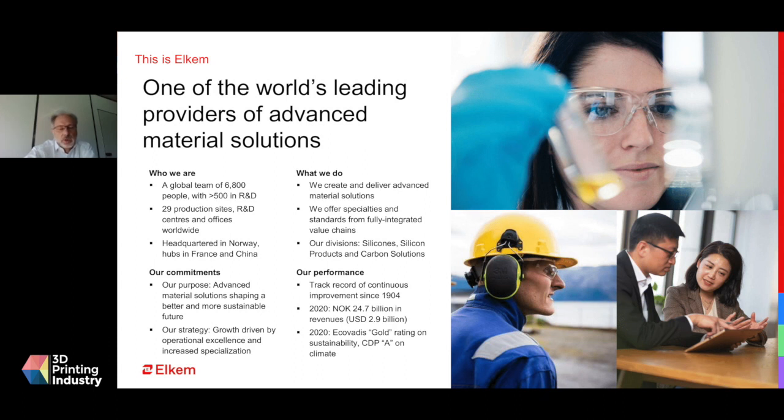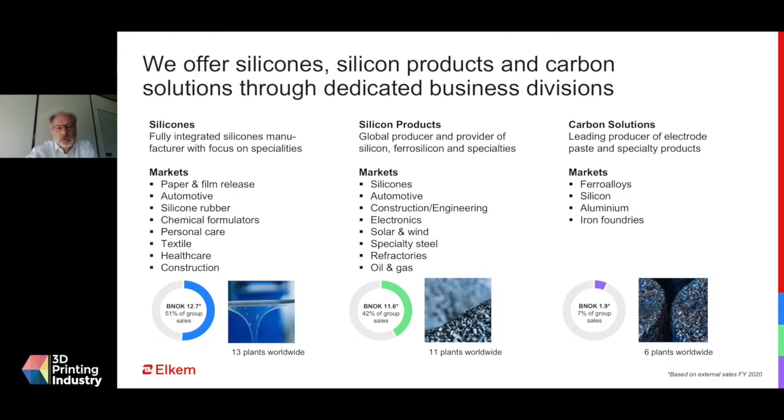So Alchem has 3 divisions: silicon products, silicons, and carbon solutions. Carbon solutions is the smallest division, taking 7% in turnover of Alchem. They are specialists in producing electrode paste based on an innovation that is over 100 years old, but still valid for many industries that have furnaces and smelters out there.